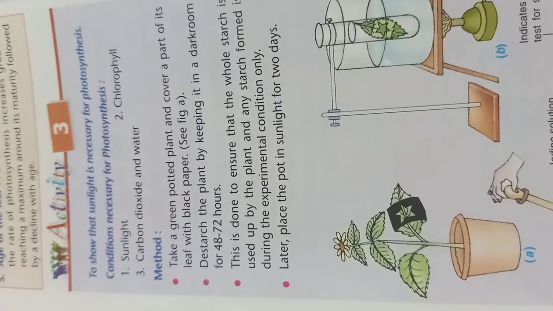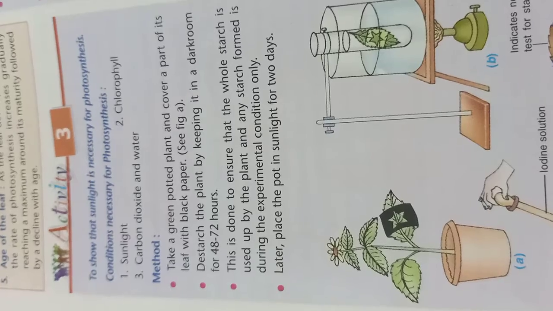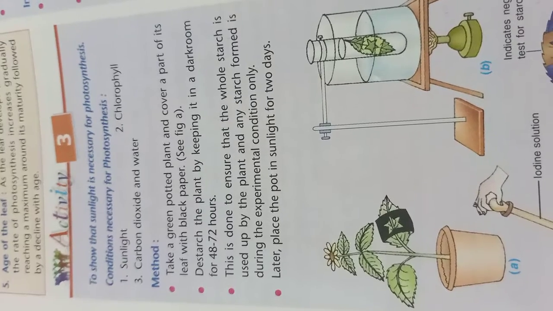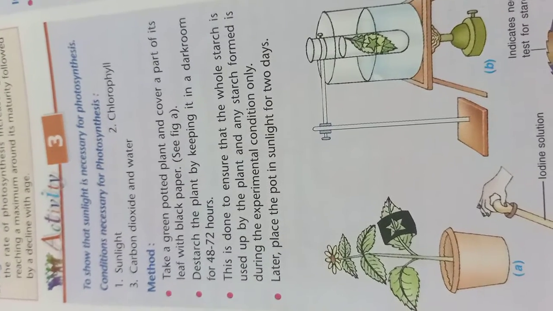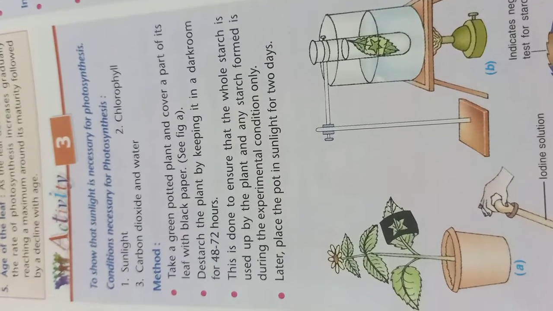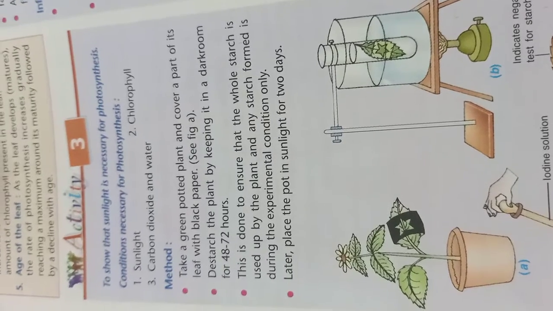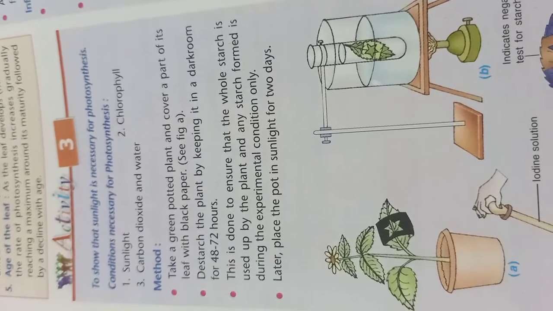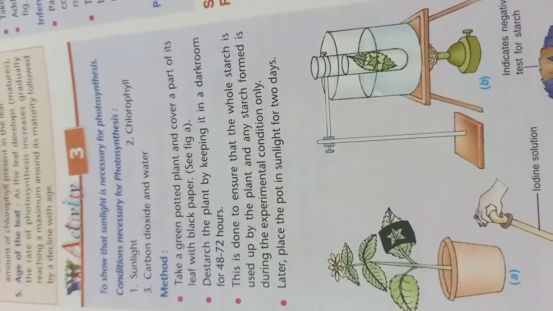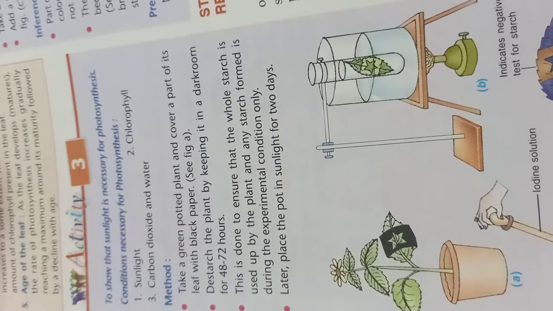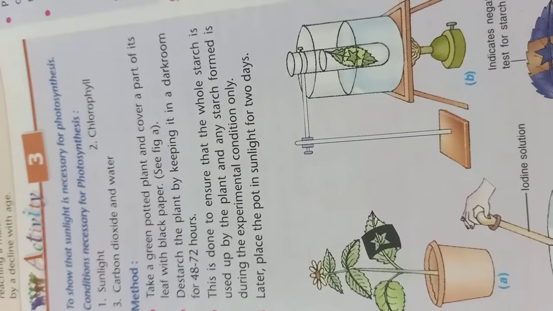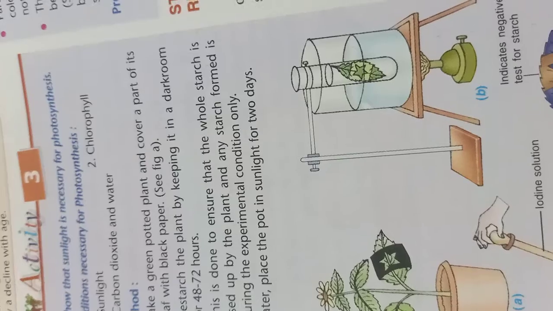Then the second point is to de-starch the plant by keeping it in a dark room for 48 to 72 hours. This is done to ensure that the whole starch is used up by the plant, and any starch formed is during the experimental condition only. We are doing this just to ensure that all the starch present in the plant is used up, and if any starch occurs during the experimental condition, we can identify that starch.